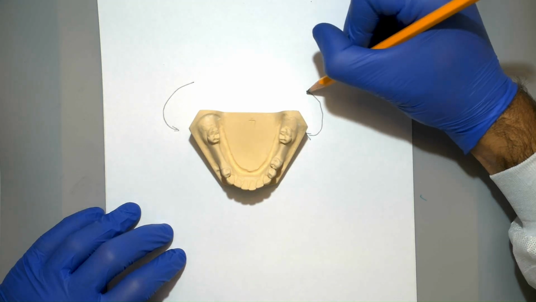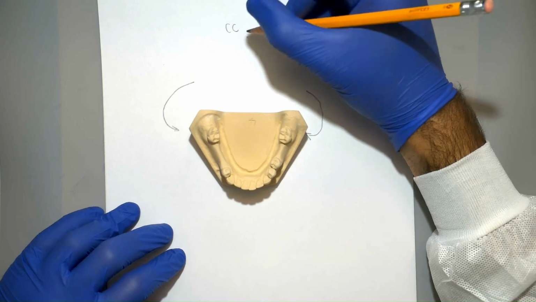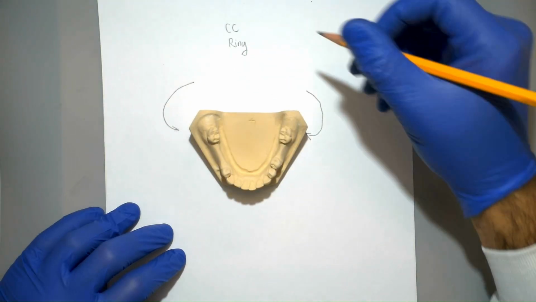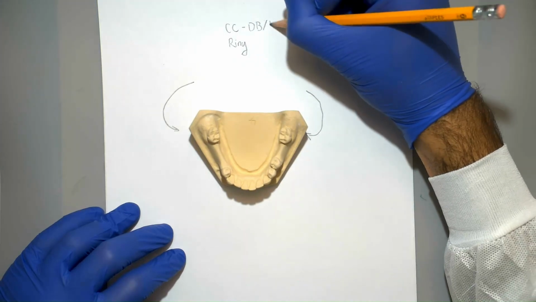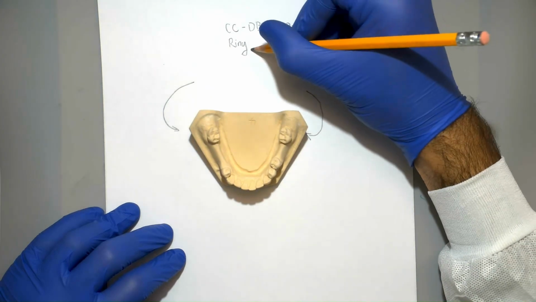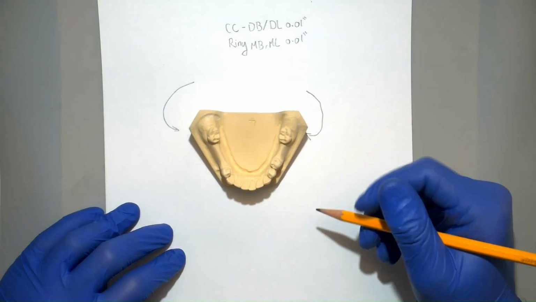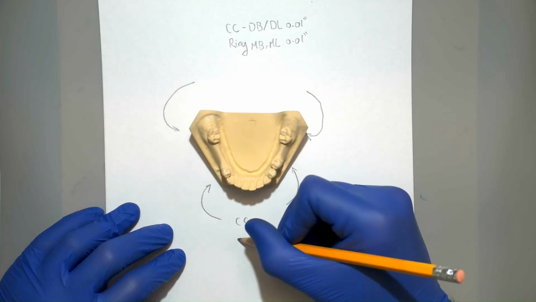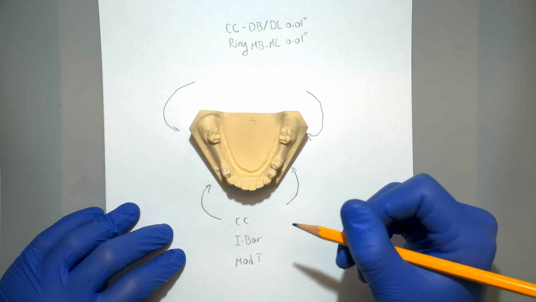The posterior abutments on this RPD can receive any of the following clasps: the cast circumferential clasp or a ring clasp. The cast circumferential clasp can engage a distolingual or distobuccal 0.01 inch undercut, while a ring clasp can engage a mesiolingual or a mesiobuccal 0.01 inch undercut. The anterior abutments can receive the following clasps: cast circumferential, I-bar, modified T-bar, or hairpin.